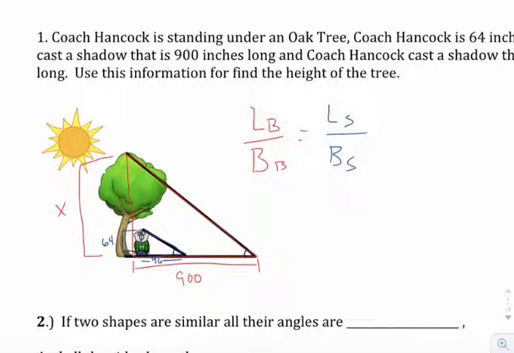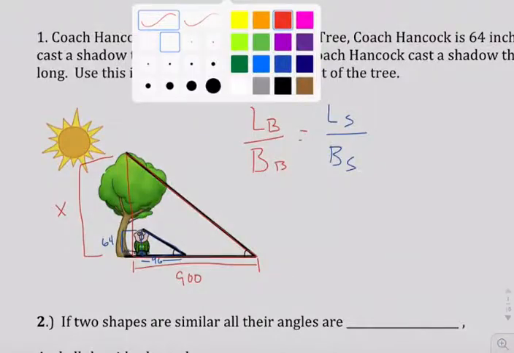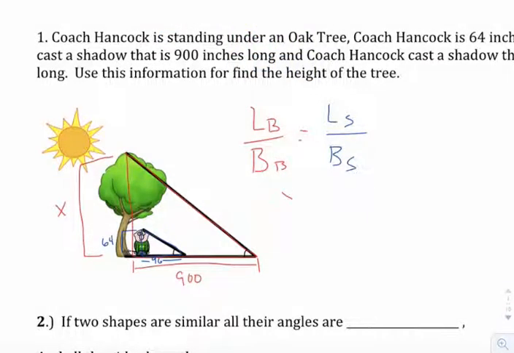So the left side of the big triangle is x. The bottom of the big triangle is 900. And that should be equal to the left side of the small triangle, which is 64, and the bottom of the small triangle, which is 96.